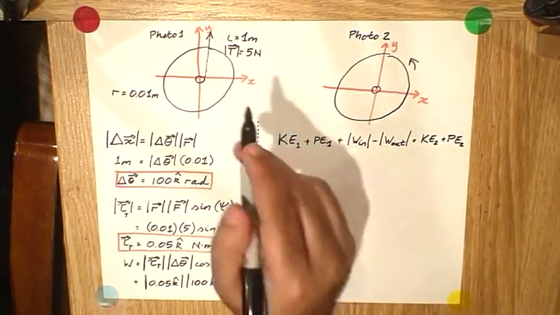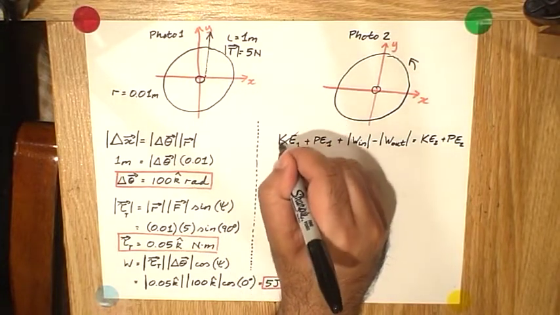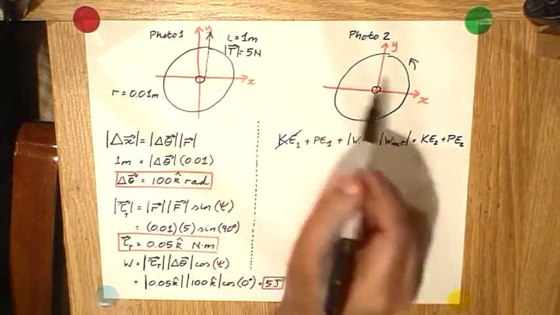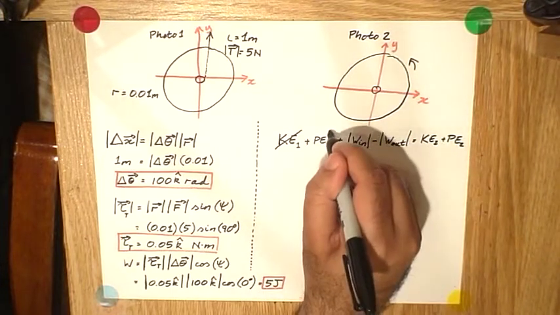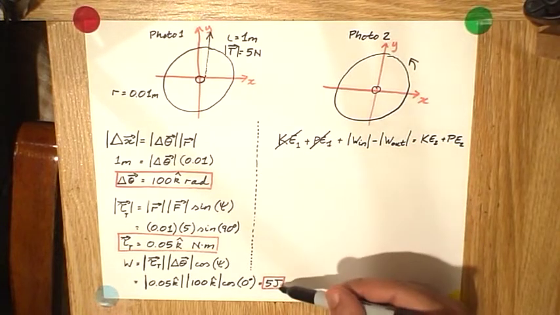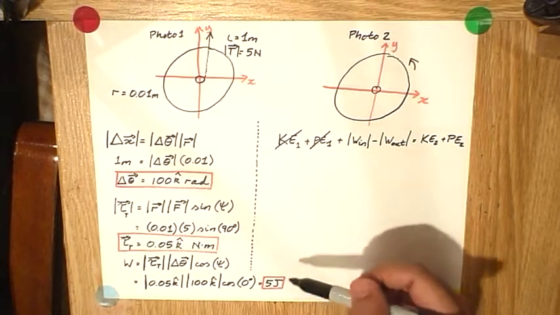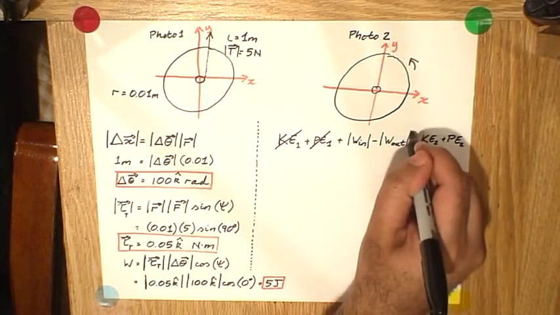Now, in photo 1, the gyroscope is not rotating, so there's no kinetic energy. We are not dealing with a change in height anywhere, and there are no springs in this question, so there's no potential energy. But there is most definitely work in. We found it, 5 joules down here. So work in is present. We're not dealing with friction, so we don't need to bother with work out.